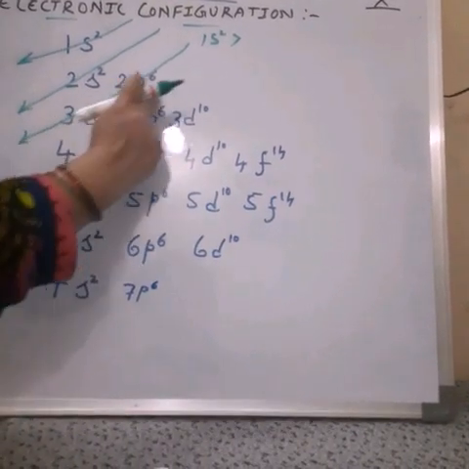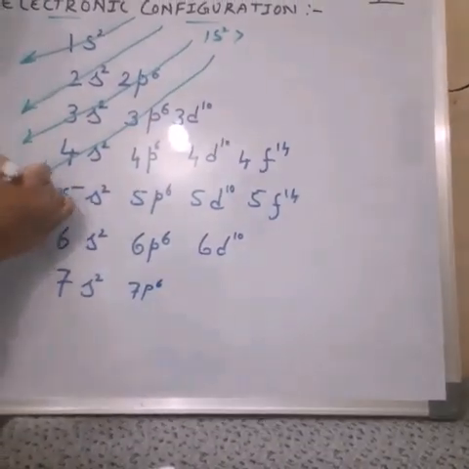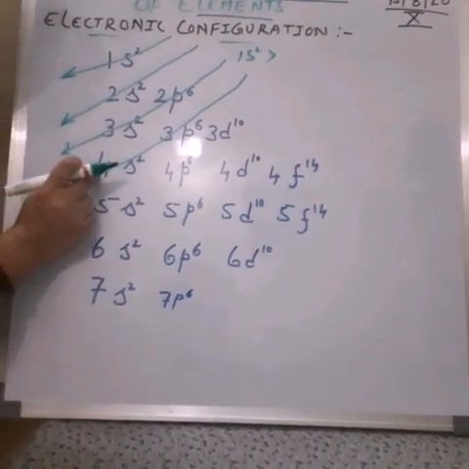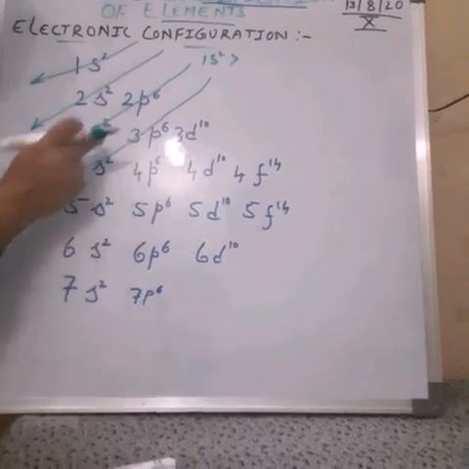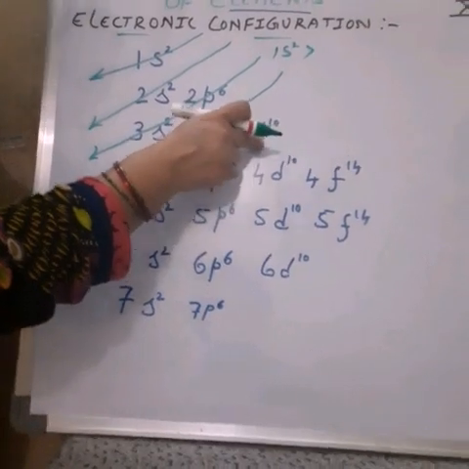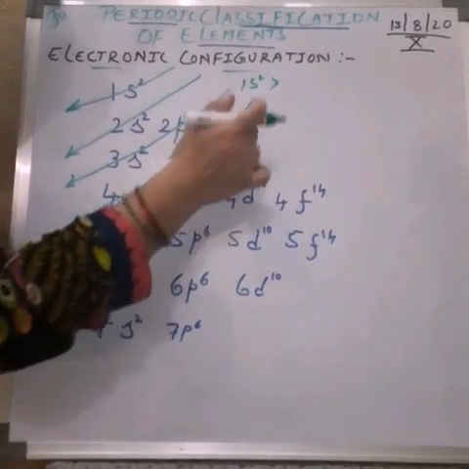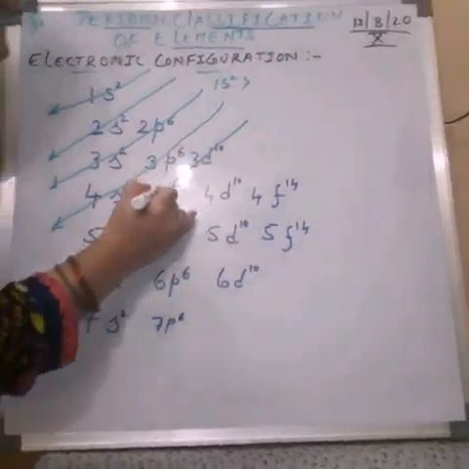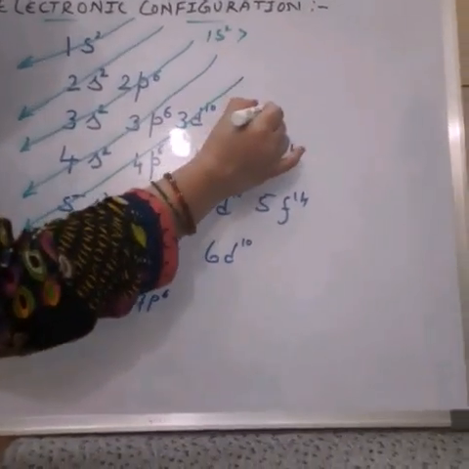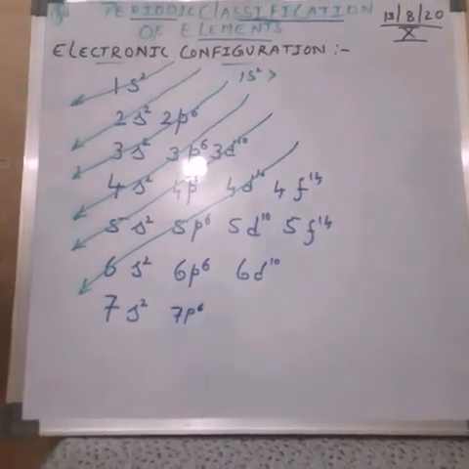Again go back, who will come? 3p6. Then 4s, then again we move back. So who will come after 4? Which subshell will be coming now? After 4s2, it will again go to the third shell and D subshell. Now the reason behind this you will be learning later in your higher classes, but let us now know the order. Then 5s, after 5s it then moves to what? 4D. Okay, children, so now I think you have got an idea.